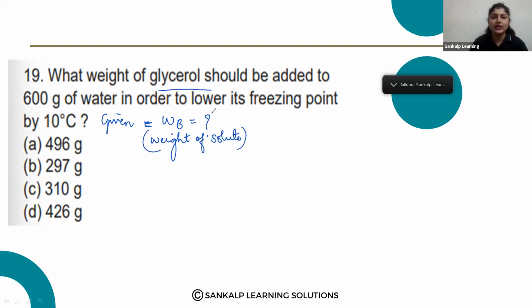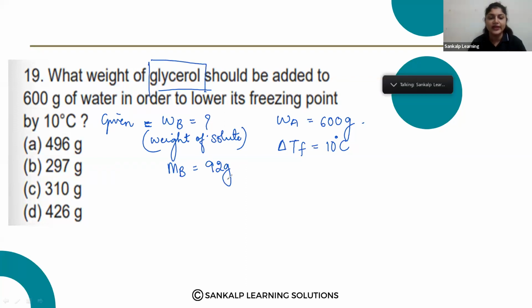So it is WB. And the water is the solvent, so WA is equal to 600 grams. Then, to lower its freezing point: delta TF is 10 degrees Celsius. Then the molecular weight of glycerol is 92 grams. If you calculate the molecular weight of glycerol, it comes to 92 grams.